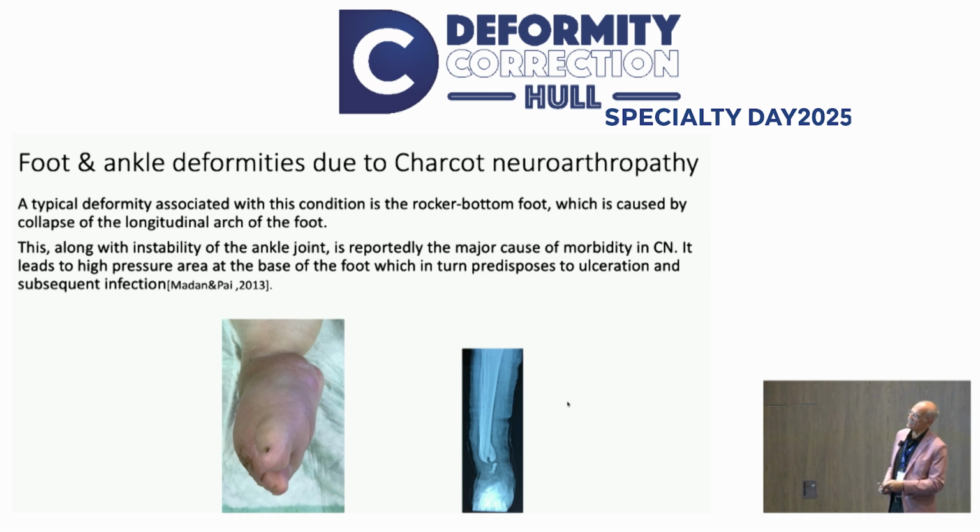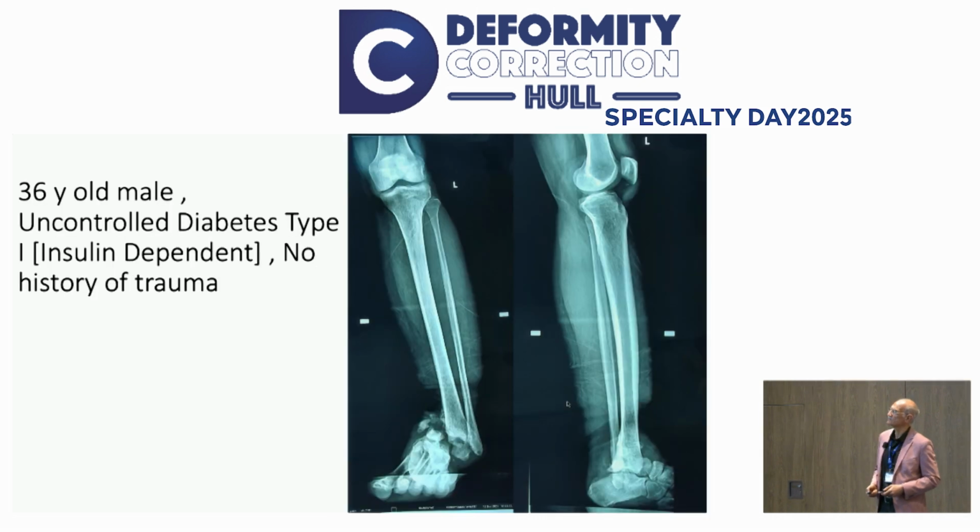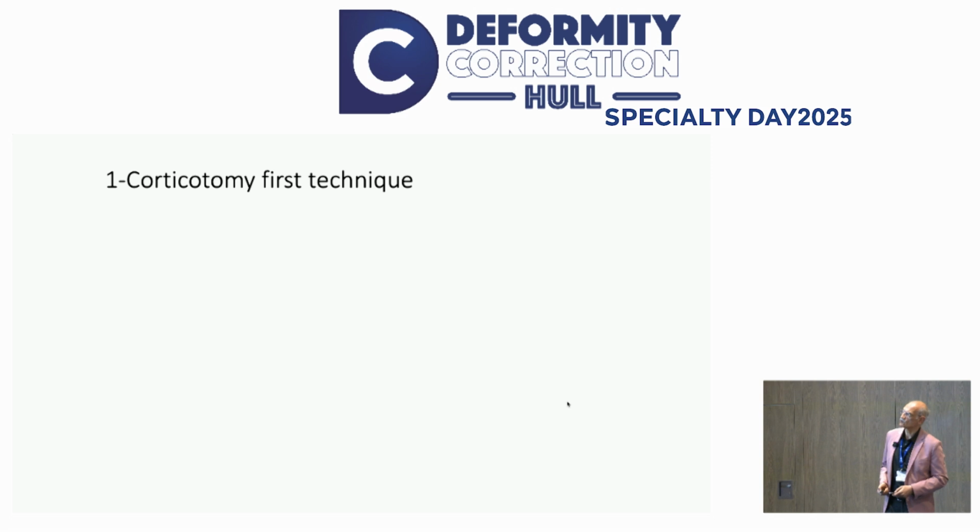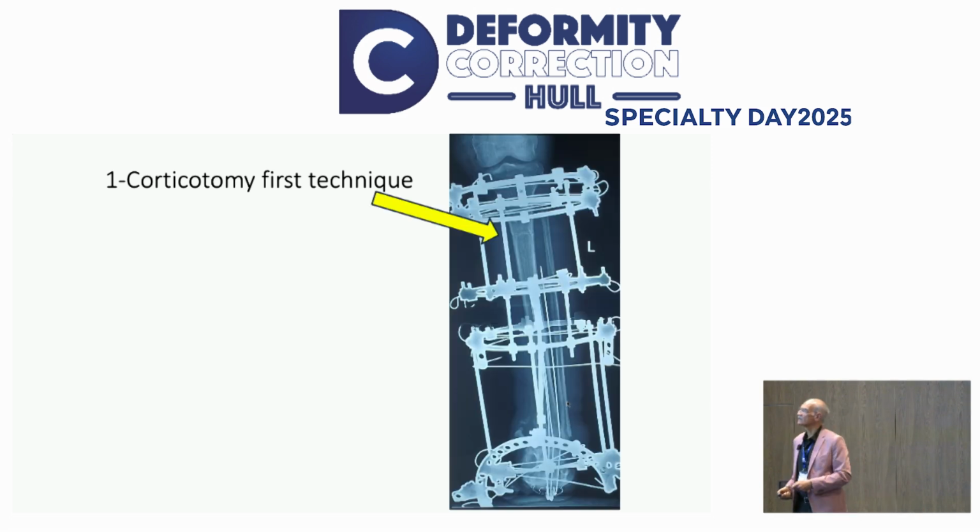And you see this case, severe deformity, like this case. Neglected, uncontrolled diabetes, type 1, no history of trauma, and this is the picture, totally dislocated ankle and Charcot changes. Our protocol means corticotomy first technique. We do corticotomy at the beginning of the operation. We apply the frame.